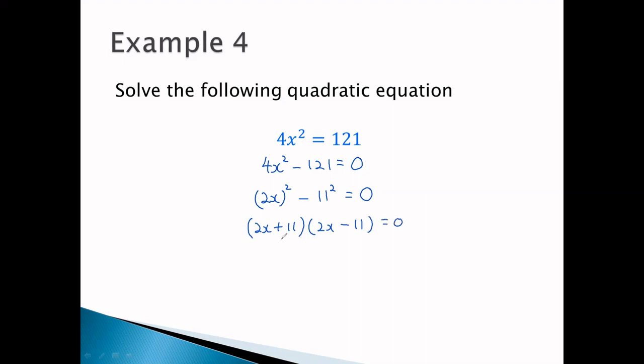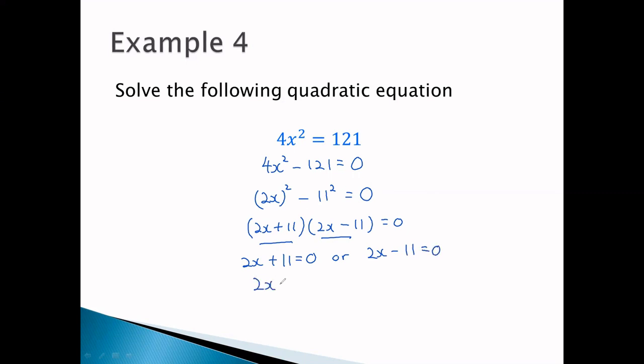Now again, we use the zero product rule, where this times this equals 0. And therefore, one of them must be 0. That's why we put "or". One of them must be 0, not both of them. So it's or. 2x minus 11 equals 0.